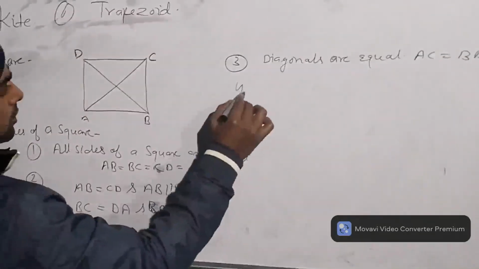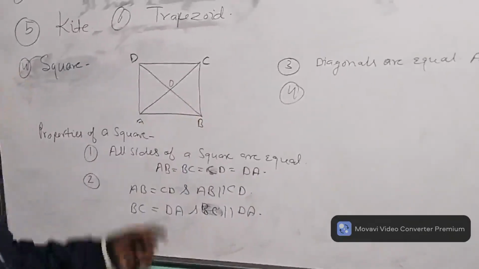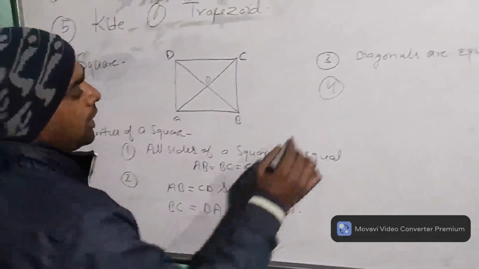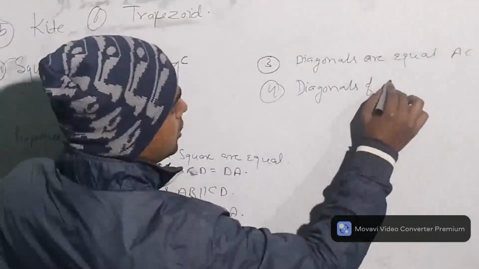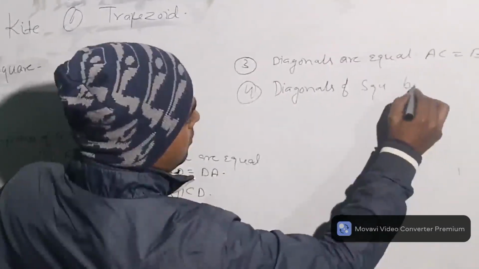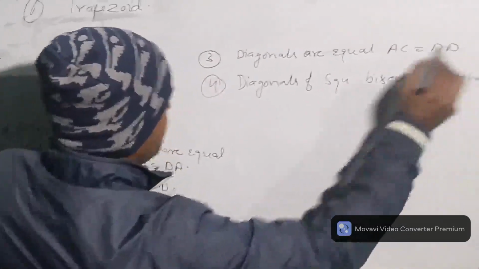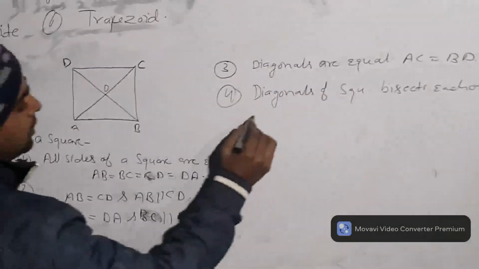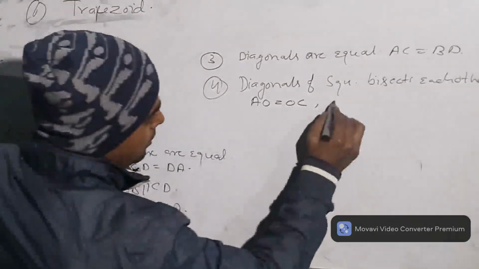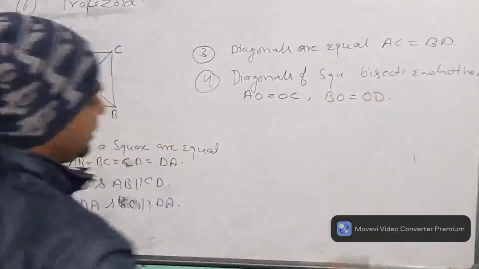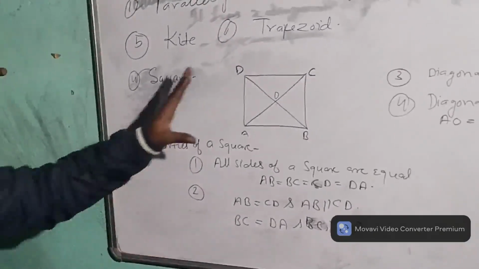And fourth one is diagonals of the square bisect each other. That means AO is equal to OC, and BO is equal to OD. This is the properties of square.